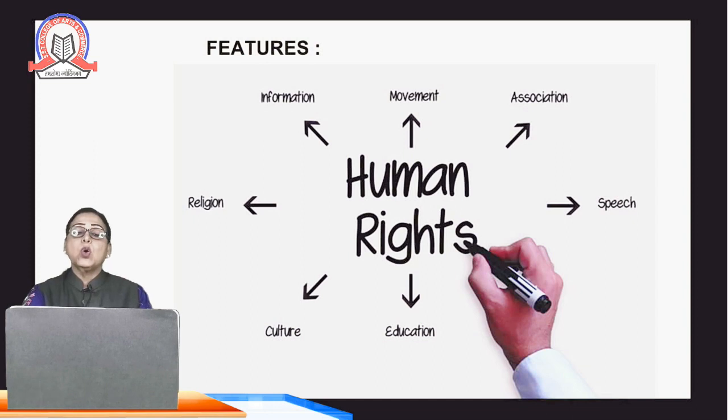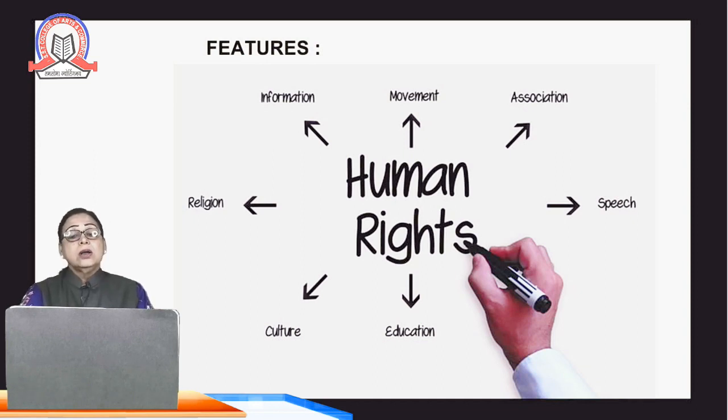These are, first is religion. Everybody has a right to choose their religion. Whatever religion they are comfortable with, they can choose it. There are no hard and fast rules for imposing a particular religion on people. Another right is right to information. Every one of us has the right to be informed, right to share information, right to receive information, right to demand information from government or non-government bodies.